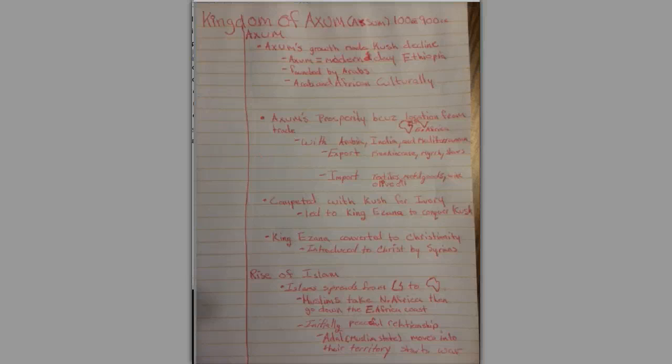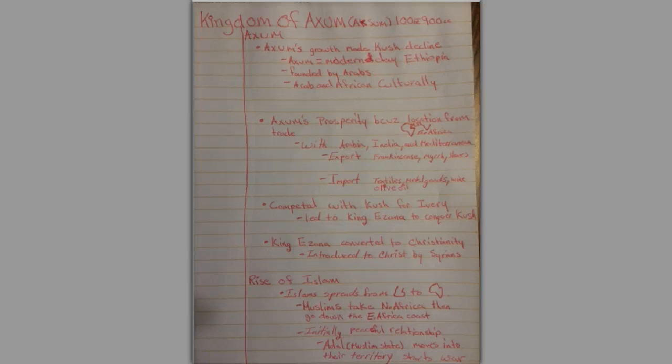Things that Axum commonly traded were frankincense and myrrh. Both of them are resins that come from trees that are used for their aromas. They also traded away slaves in order to receive textiles, metal goods, wine, and olive oil. Another major resource of Axum was ivory, and they often competed with the Kingdom of Kush for that resource.